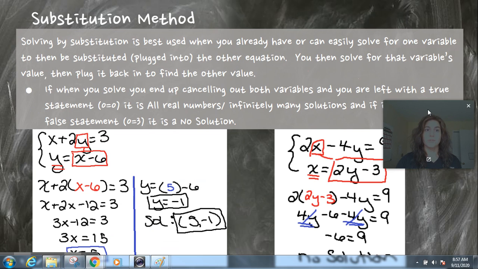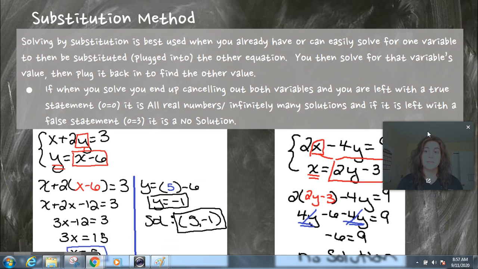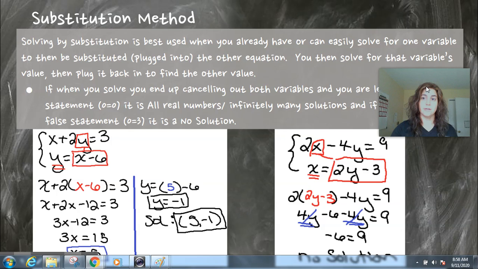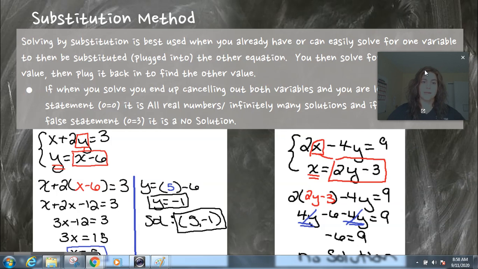Our substitution method. Substitution method is best used when you can easily get one of the variables by itself, or if it's already by itself. In that case, you'll just use it and plug it into the other equation and solve for whatever you're left with. So I have two examples here written out. I can see that I have y equals in the first one on that bottom. So I just take what y equals, I plug it into the y in the other equation. You have to go into the other one. You don't want to plug it into itself.